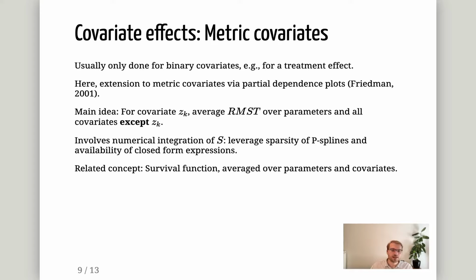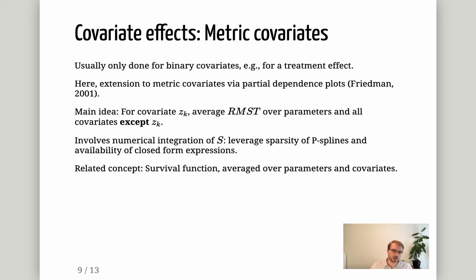This has been done mostly for binary covariates. The classical application is a treatment effect. I extend this to metric covariates using partial dependence plots, as has been used in the machine learning literature. The main idea is to average over all parameters and all covariates except the one I'm interested in. So you get a marginalized estimate of the restricted mean survival time, where we marginalize over all parameters and covariates.